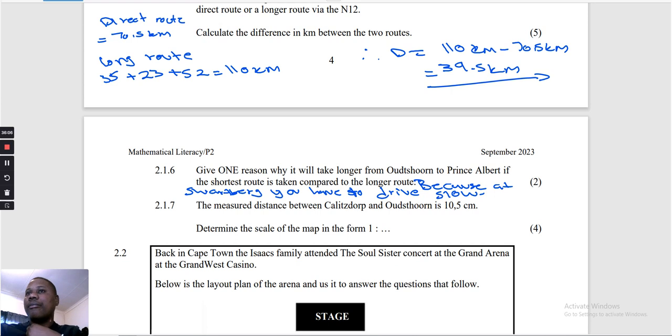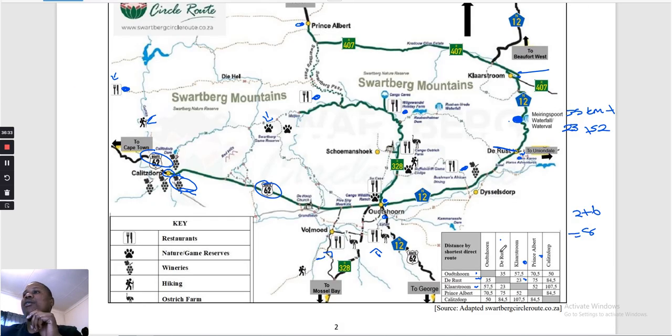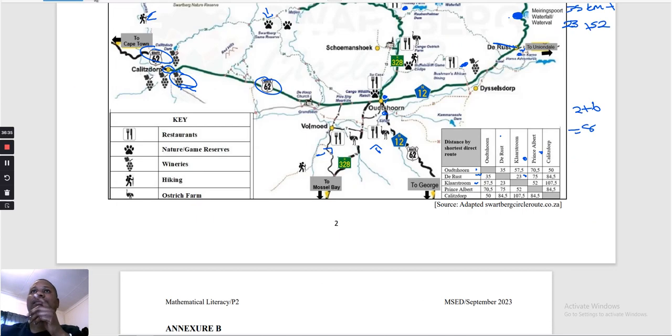Okay. Now they say the measured distance from the Karlstorp and Ostrom is 10.5 centimeters. Determine the scale of the map in the form 1:2. So now they're telling you that the map distance is 10.5. So what is the actual distance? The actual distance, we're going to get it from the distance map here. Let me remove this marking. So let's check the actual distance from the Karlstorp.